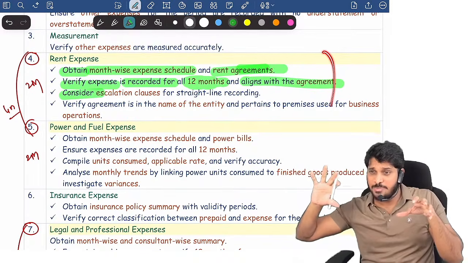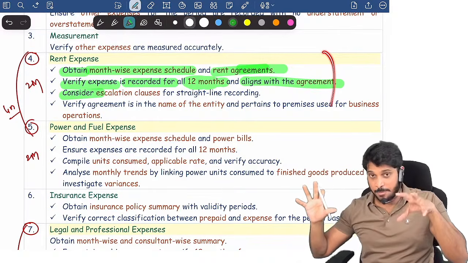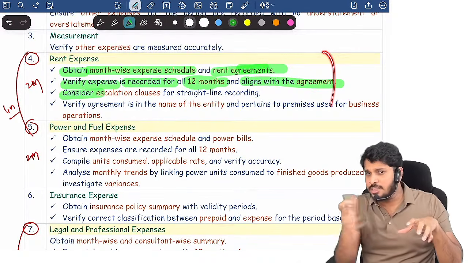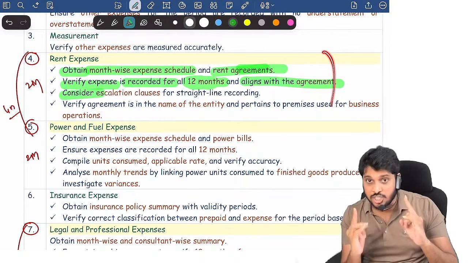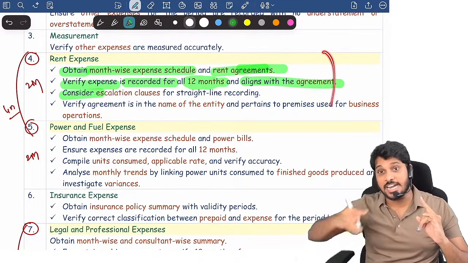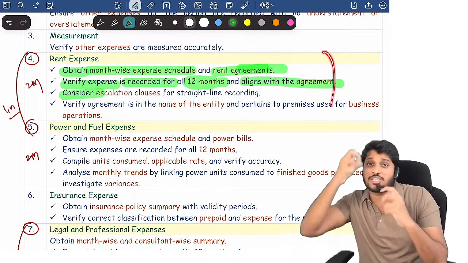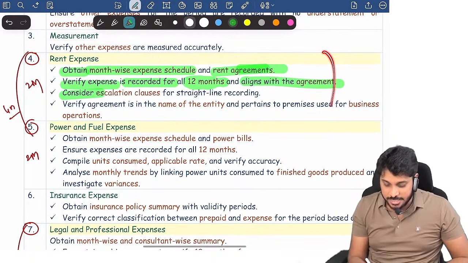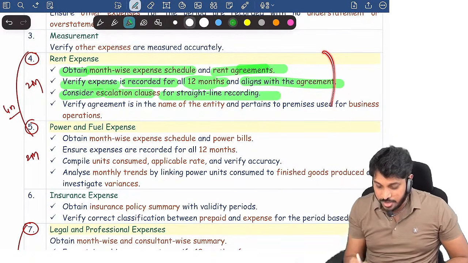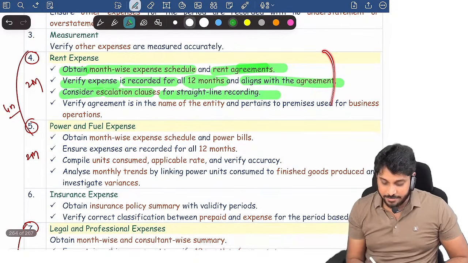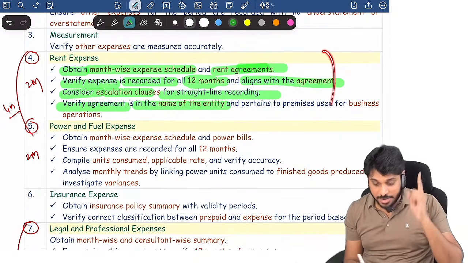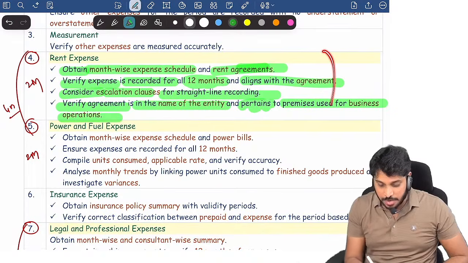Suppose the rental agreement was drafted last year. Now this year they are paying the same amount of rent. Why is there no increment? Generally, for commercial buildings, whenever we are paying rent in the second and third year, there will be some escalation, some increment. Consider the escalation clause for straight line recording, and verify the agreement is in the name of the company and pertains to premises used for business operation.